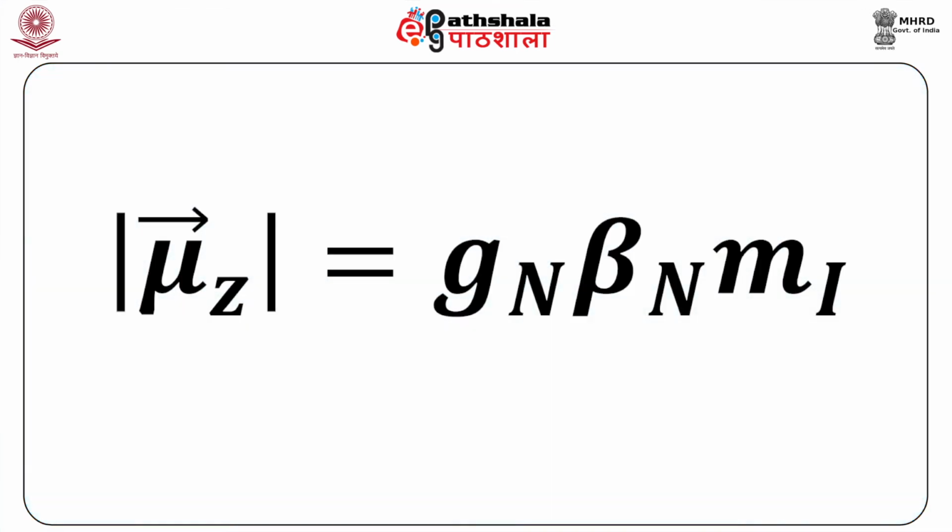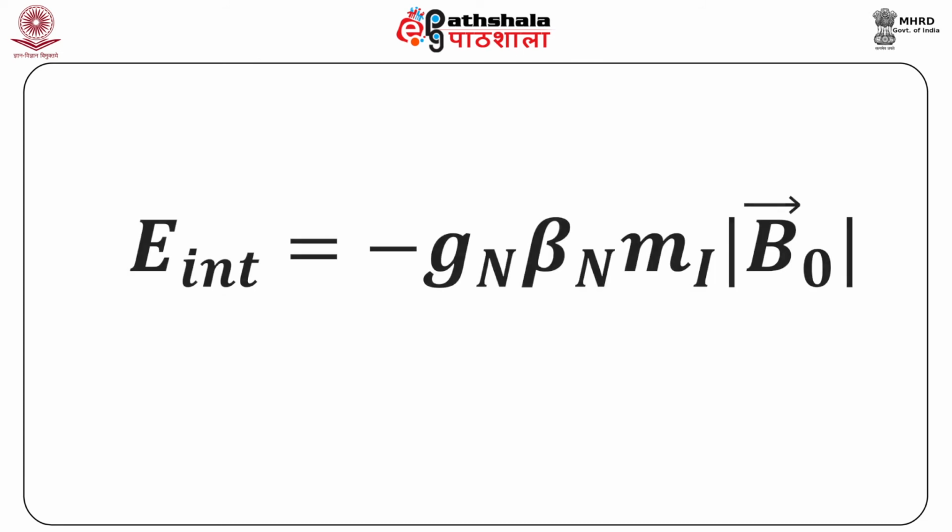The component of the magnetic moment in the z or the field direction, mu z, is given by mu z is equal to gn beta n mI. Here, instead of I, we are using mI. The interaction energy is thus given by E int is equal to minus gn beta n mI into B naught.